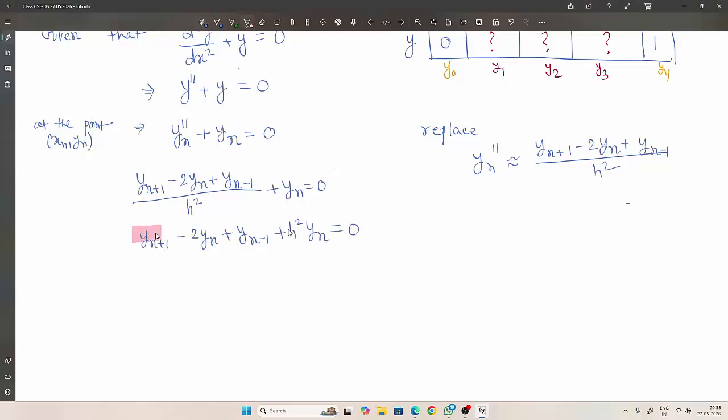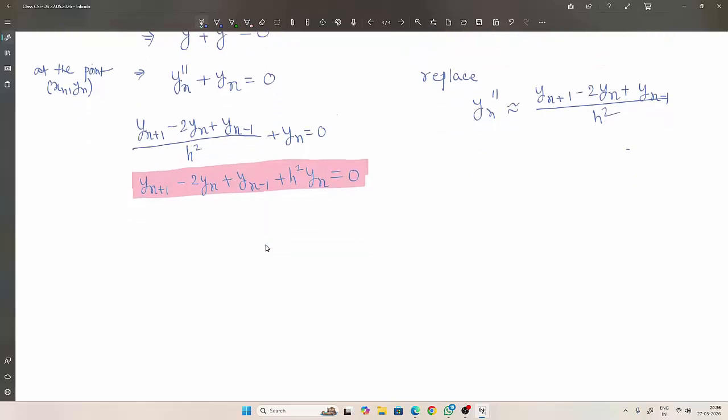Tell me, is that line clear? I have already multiplied by h square and set the right side equal to 0. I have made a step jump here. Take the h square as LCM, then it will be h square yn. After that, multiply the h square with the right hand side and the value will be 0. Is it clear? Tell me, is that step clear?